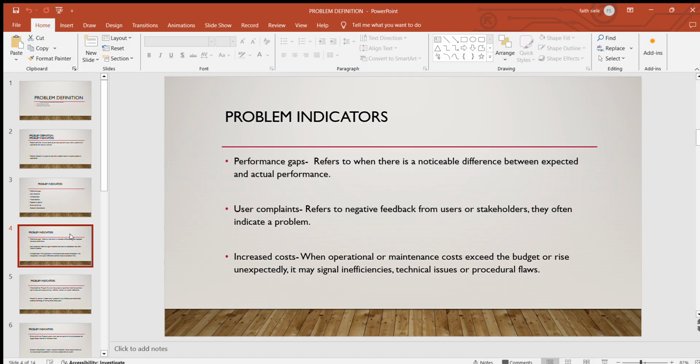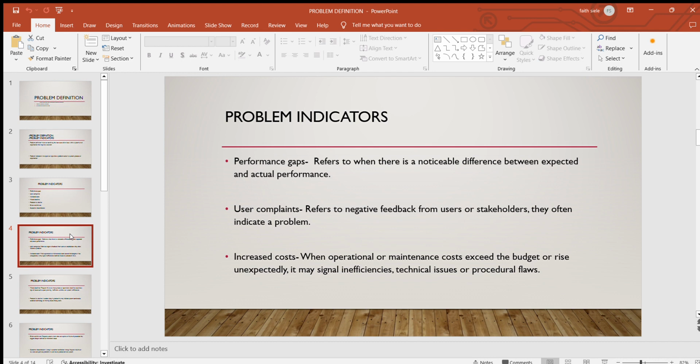Thirdly, we have increased costs. This refers to operational or maintenance costs which exceed the budget or rise unexpectedly, and this may signal inefficiencies or even technical issues or procedural flaws.